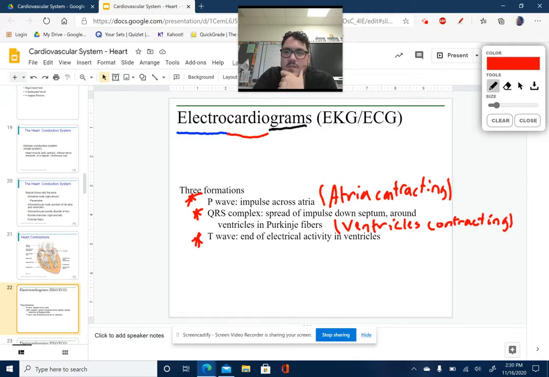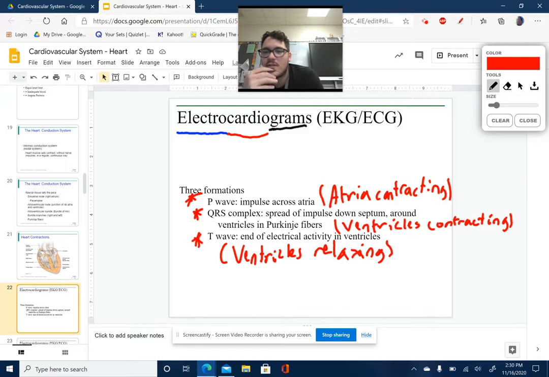Okay. Finally, the T wave is going to be the end of the electrical activity in the ventricles. So how do we summarize that? We can summarize that as saying the ventricles relaxing. So the ventricles relaxing is going to be the T wave.